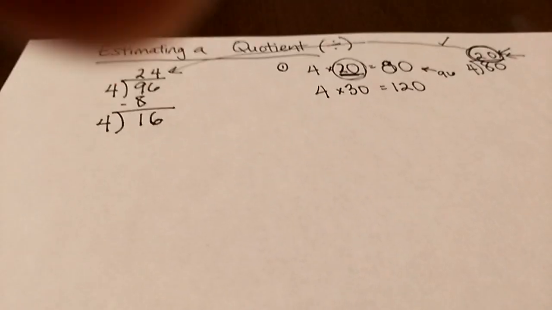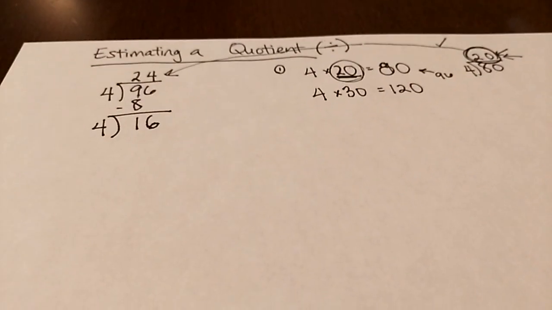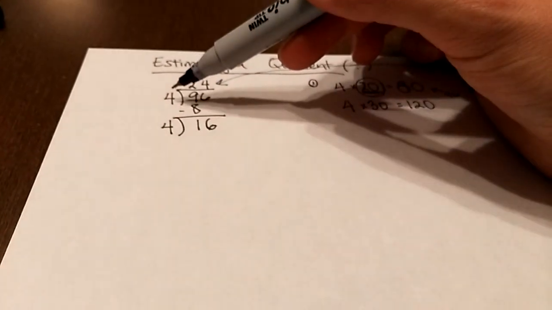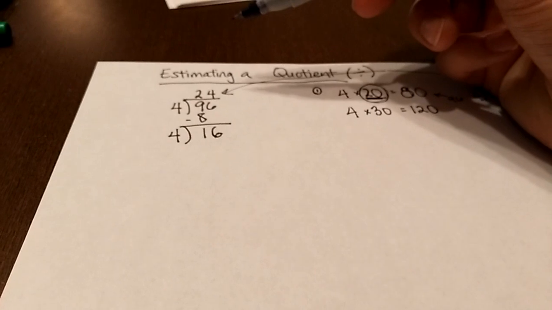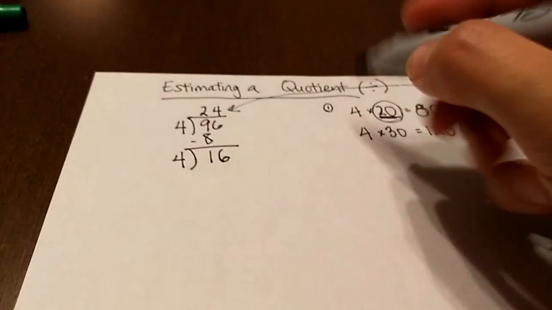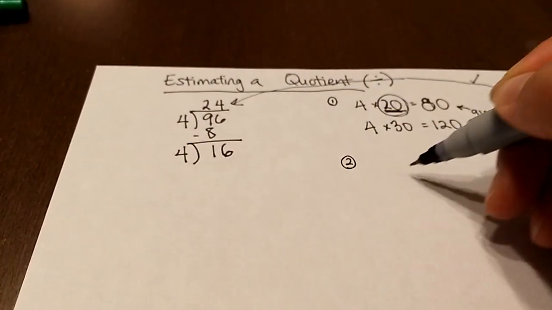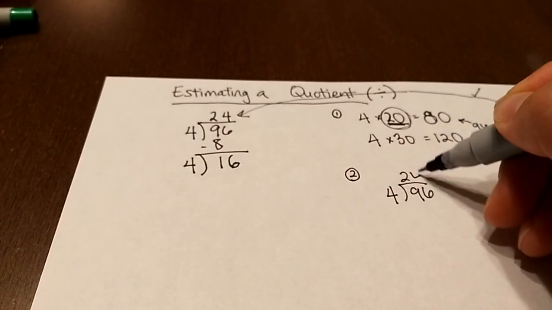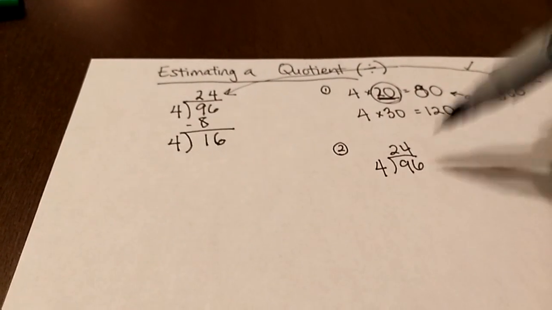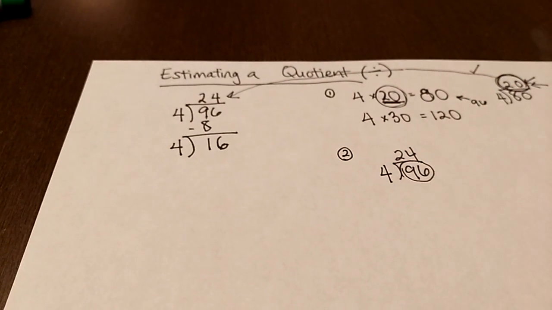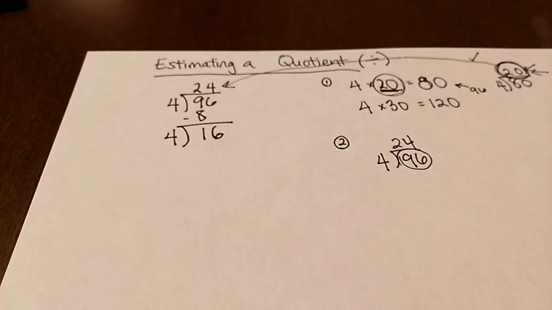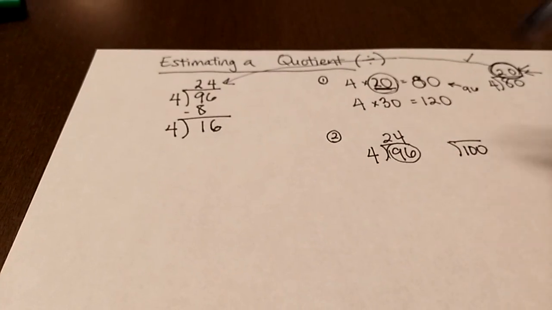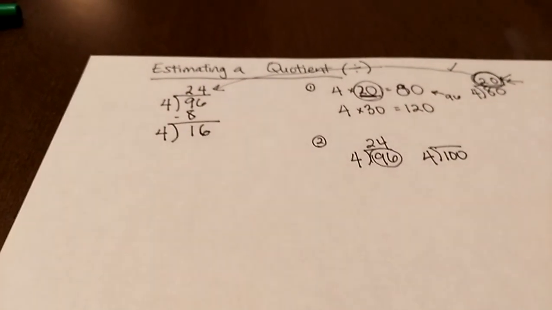Now, this way I find a little bit confusing, so I like to do it a different way, where I'm actually just dividing and I'm estimating a division problem. My actual division problem was 96 divided by 4 equals 24. I like to estimate a quotient by thinking, what number is 96 close to that I can divide by 4 pretty easily? Well, maybe 100. 96 is pretty close to 100, and I can divide that by 4 pretty easily.